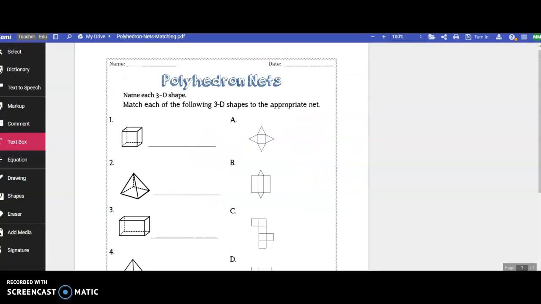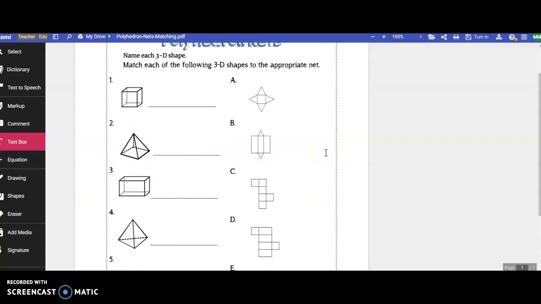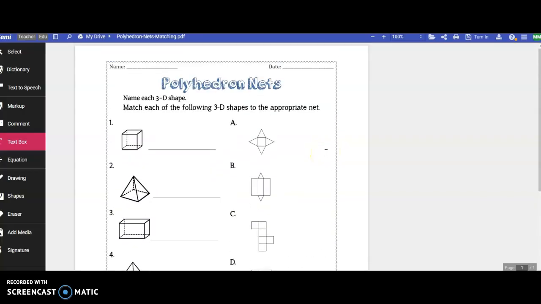Do note that on your worksheet, you need to name the shape, and then you need to match it to the appropriate net. So say like this one, name it, what's its name? And then I would say it goes with C or whatever. Name, and the letter of the net that it goes with, or you could connect it with a line. Either way, but make sure you get both of those pieces in there. Let me know if you need help. Good luck, you got this.